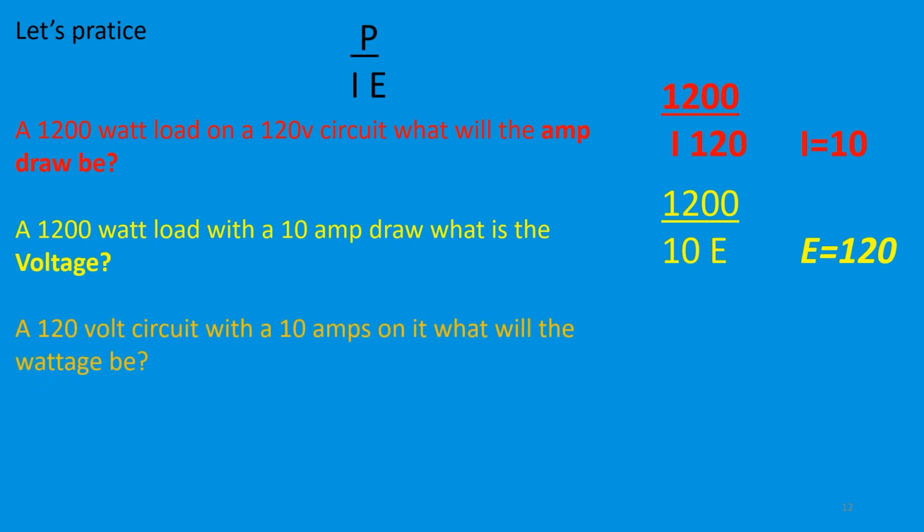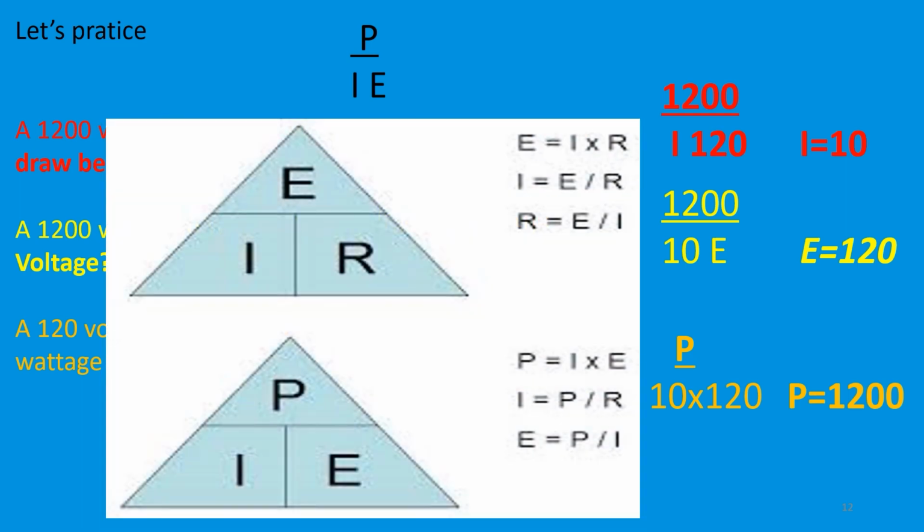Now we go ahead and do it for our next one, 120 volt circuit with a 10 amp draw. What will the wattage be? So remember, we used our implied multiplication. Just plug in what you know. We know the amperage and we also know the voltage, and we're looking for the wattage. So we just multiply that out. We take 10 multiplied by 120, and that's going to equal 1200 watts. And this is a very simple way to remember both of them. This is going to be a super important part, not only for your testing, but in your well-rounded electrical career.